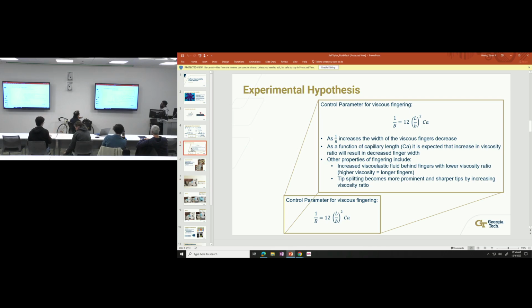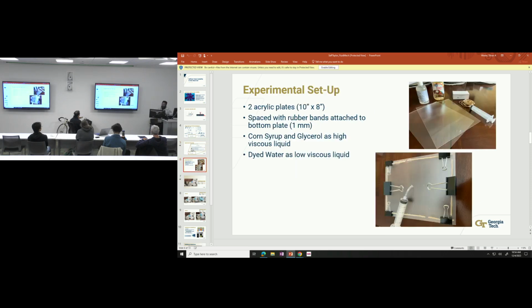Other properties that can be shown are the increased viscoelastic fluid behind fingers with lower viscosity ratio, meaning the higher the viscosity, the longer the fingers will appear. And then the splitting between the tips, which I'll show a little bit more, becomes more prominent with increasing viscosity ratio. So I've already shown you the experimental setup, two acrylic plates.